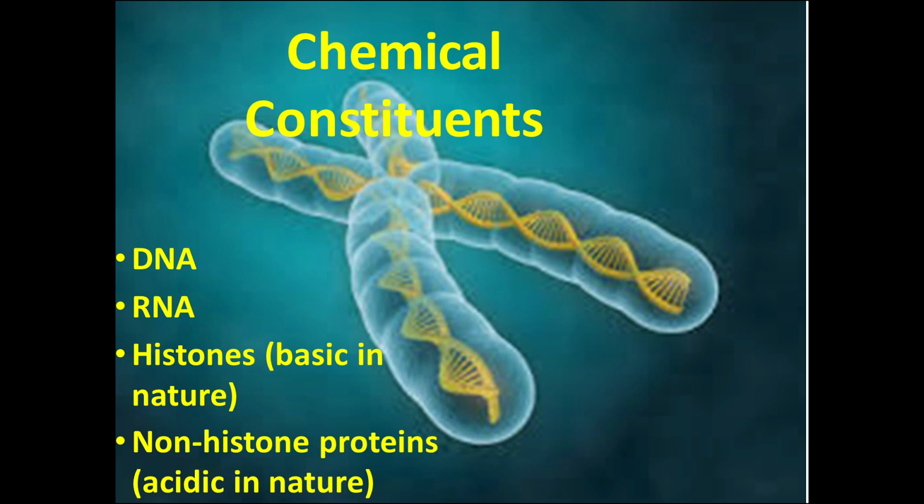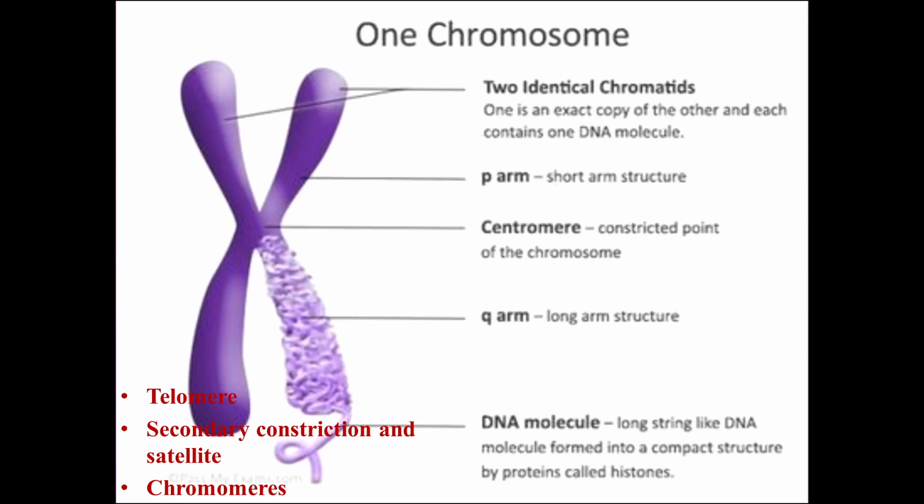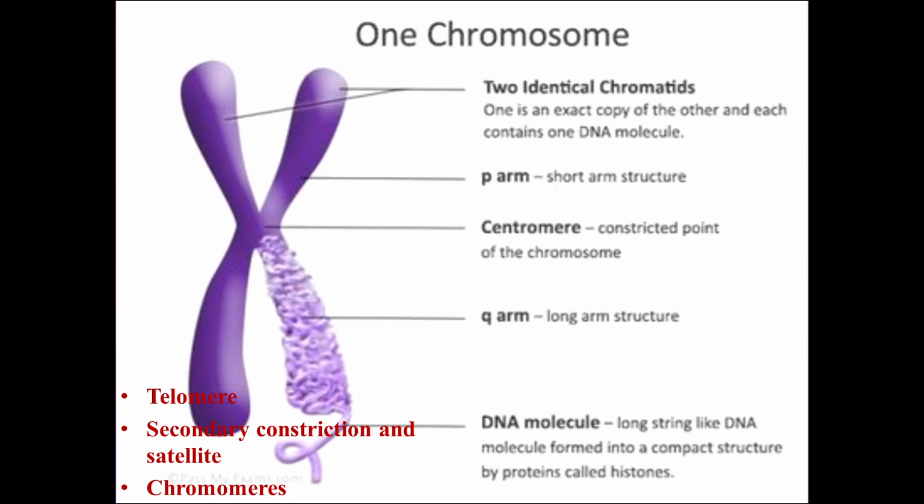Next, this is the structure of a chromosome and the various components present in one chromosome: two identical chromatids, one P arm and one Q arm, where the P arm is the short arm and the Q arm is the long arm. They are connected by a bridge called the centromere, the constricted point of the chromosome. The long string of DNA molecule is formed into a compact structure by proteins called histones. Apart from these, there are the telomere, secondary constriction, satellite, and chromomeres.